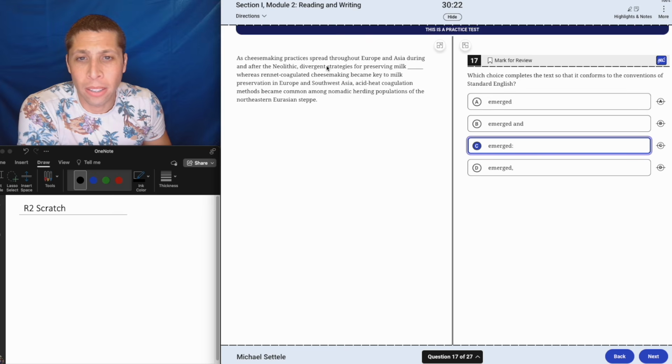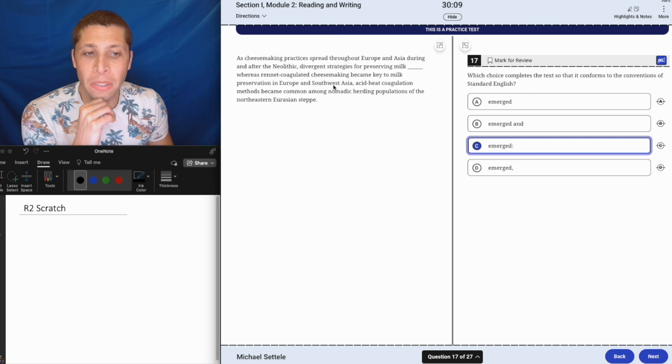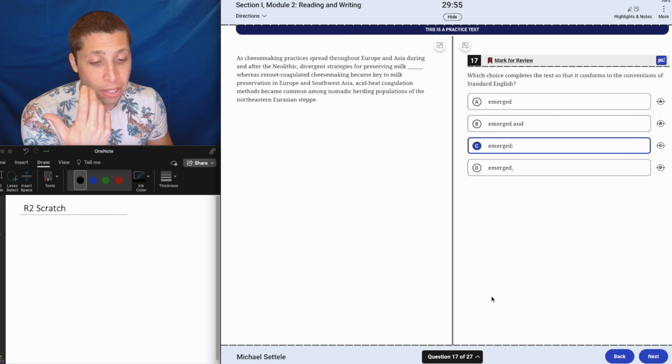The divergent strategies for preserving milk emerged, and whereas, let me just think this through. This might be a trap. Divergent strategies for preserving milk emerged, and then we're explaining what are the divergent strategies. Whereas rennet coagulated cheesemaking became key to milk preservation. Actually, yeah, tough, but I'm pretty sure that's it. It's weird to have a colon joining 2 sentences twice in a row.